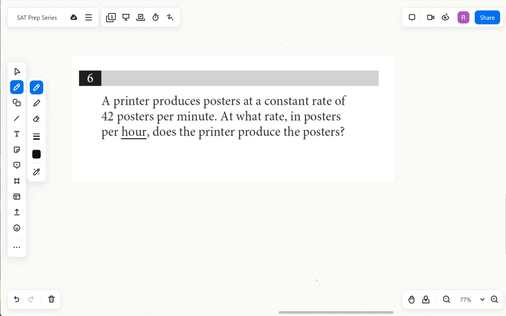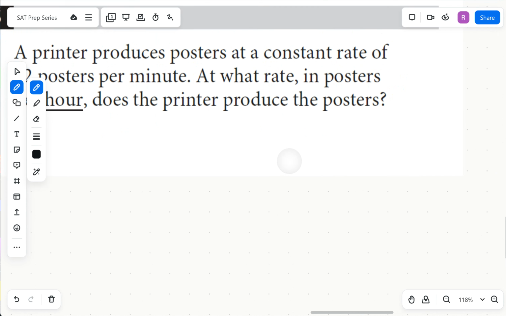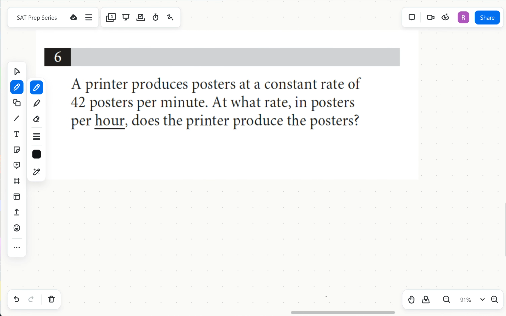And our very last question today says, a printer produces posters at a constant rate of 42 posters per minute. At what rate in posters per hour does a printer produce the posters? So basically they are giving us a rate in minutes, and they are asking us to convert that into a rate per hour. So let's just write this out then.